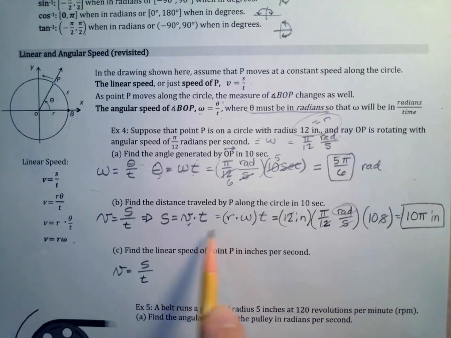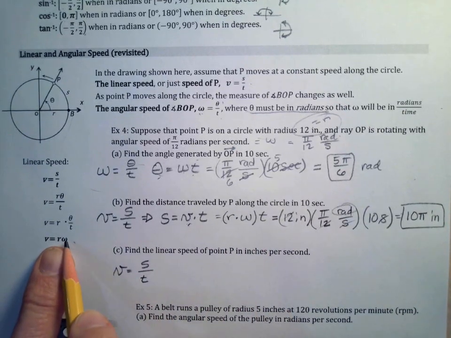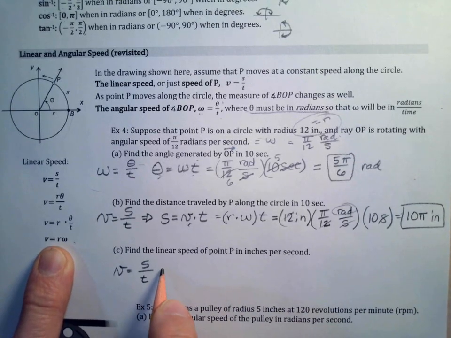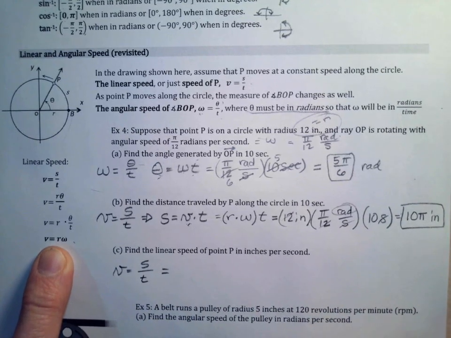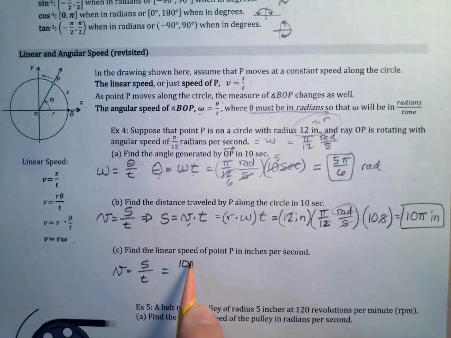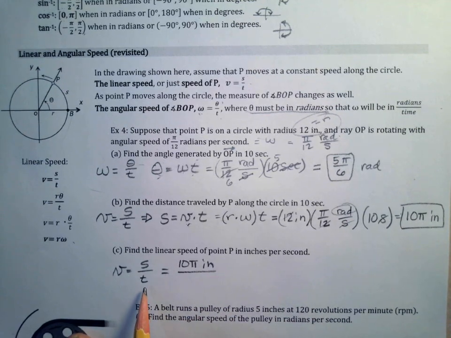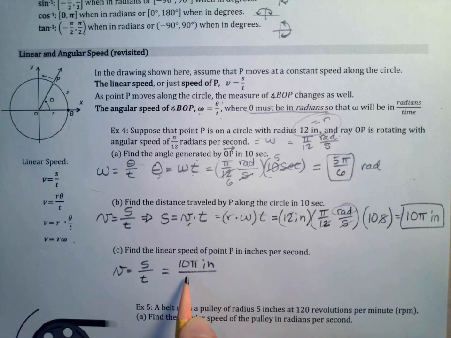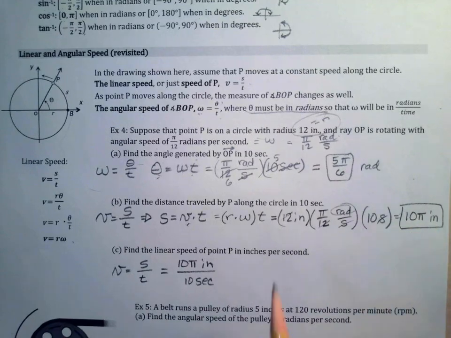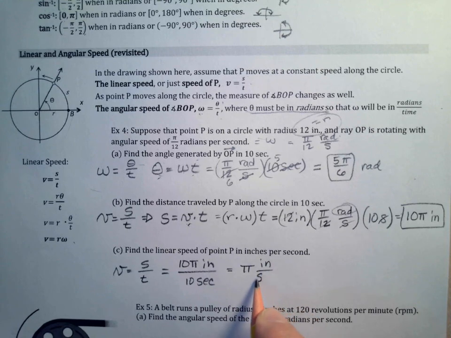We could just use this formula here too. If we're asked to find the linear speed of point P, we could use this formula as well, r omega. We know both of those, but we also know s and t. Do it that way if you want, but it will give you the same answer. So s is what we calculated up above, that's 10 pi inches. And then we want our time, which was 10 seconds. That corresponded with that, and so that's just pi, and the units are inches per second.